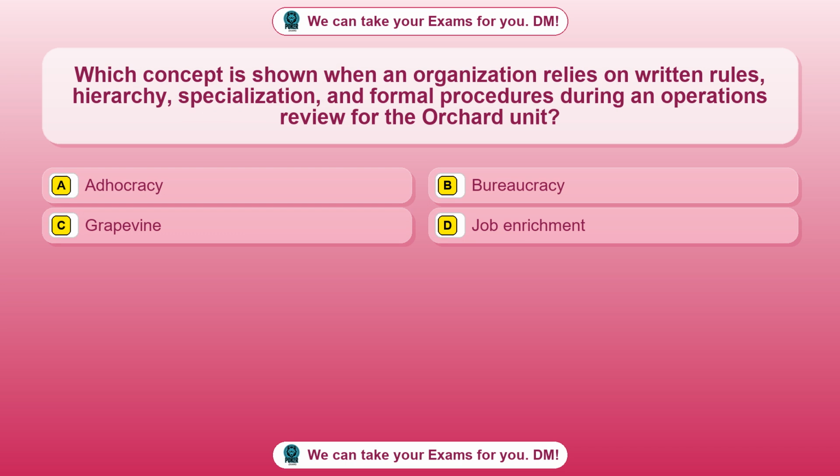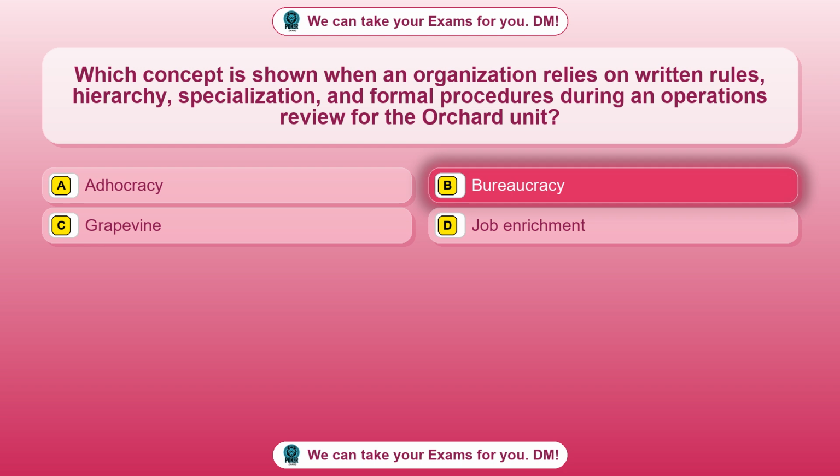Question 27. Which concept is shown when an organization relies on written rules, hierarchy, specialization, and formal procedures during an operations review for the Orchard unit? Option A. Adhocracy. Option B. Bureaucracy. Option C. Grapevine. Option D. Job enrichment. The correct answer is option B.